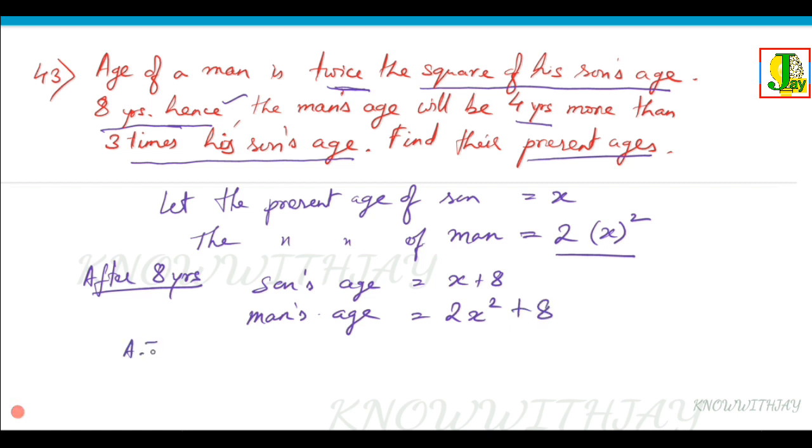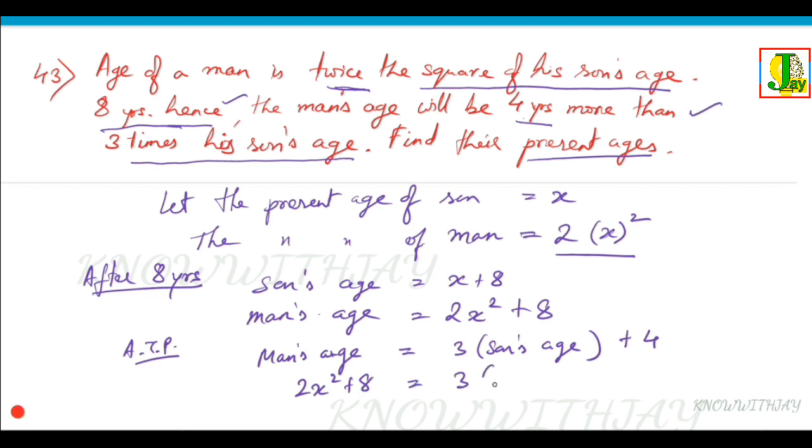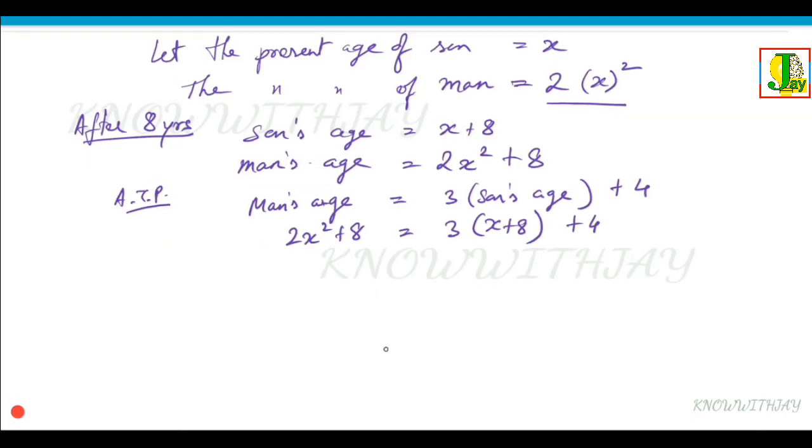Now, according to the given condition, let us write this in the expression format first. So this is after 8 years. Man's age would be 3 times son's age and 4 more than that. So according to the condition, 4 years more than 3 times his son's age, we have 2x square plus 8 equals 3 times x plus 8, plus 4. So we have found the required expression.